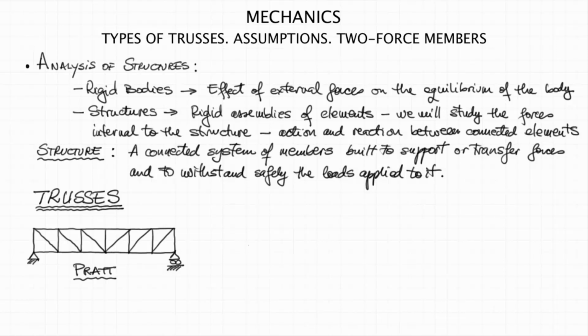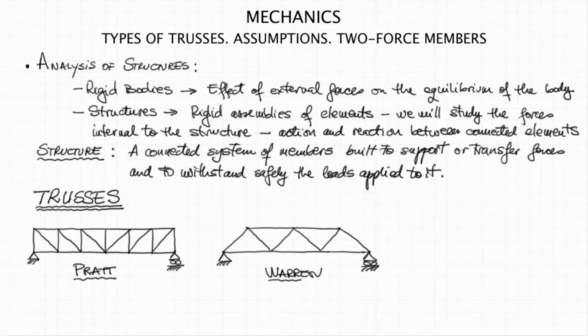And you can see that all these members in the truss are straight members connected together. Another type of truss, slightly different, in the sense that the edge members are now sloped, and also the internal members are all sloped, so there are no vertical members anymore. So this is another type of truss, and it's known as a Warren truss.